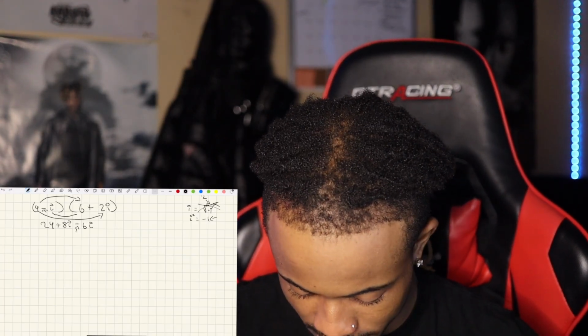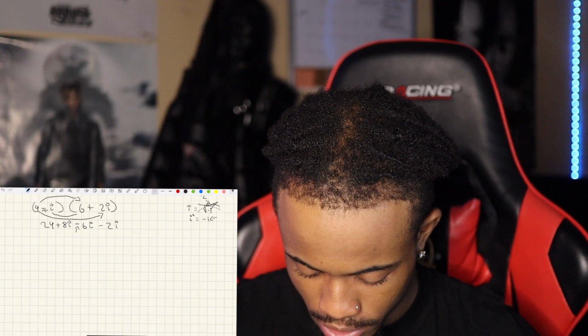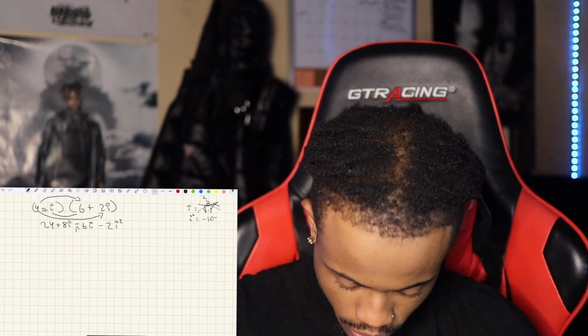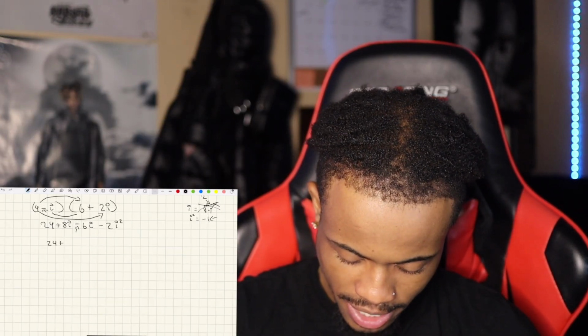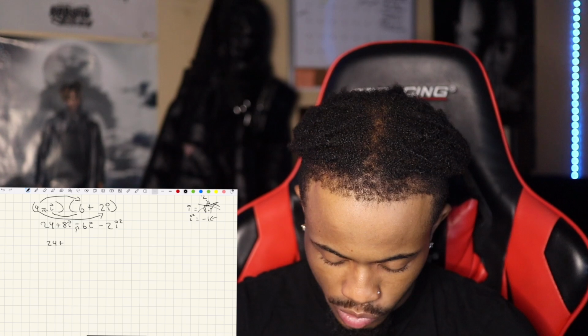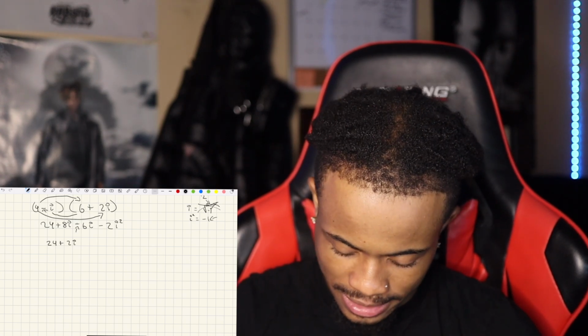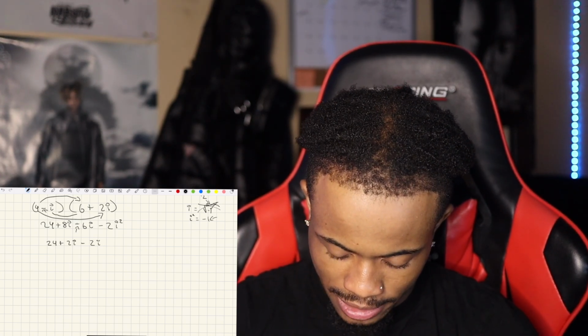Now make notes of this, minus 2i squared. Now we get to combining like terms. So 24 plus 8i minus 6i is going to leave us with 2i, and then minus 2i squared.